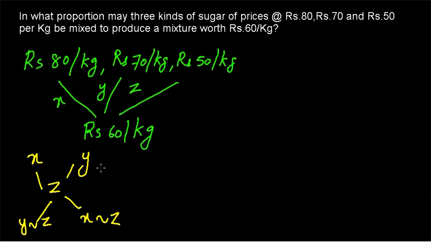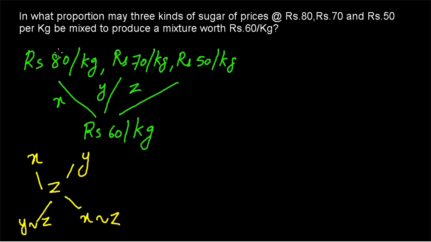But we don't have a direct formula when three quantities are mixed together and the proportion is asked. So today we will see how to do alligation when more than two quantities are mixed.